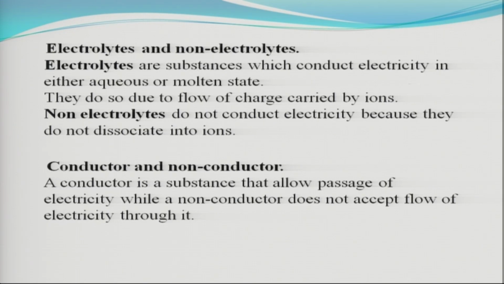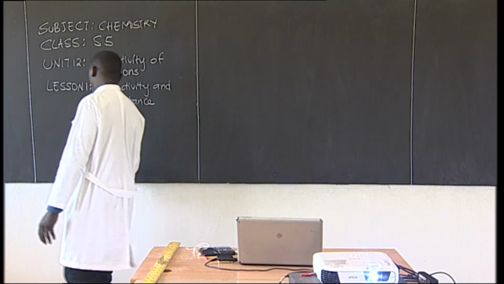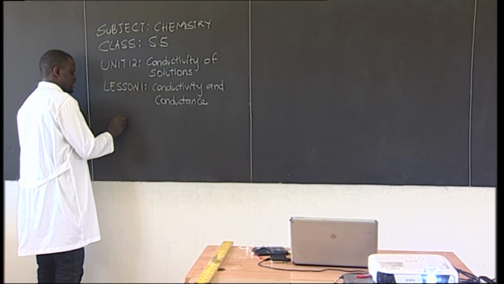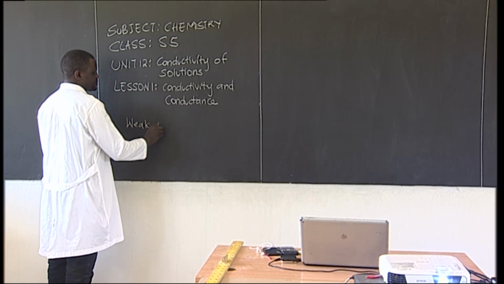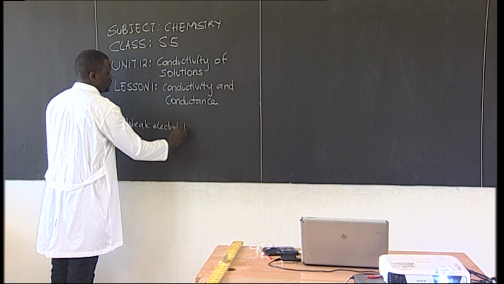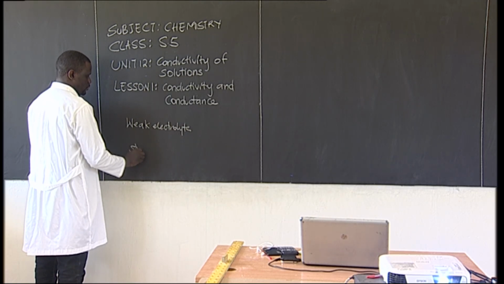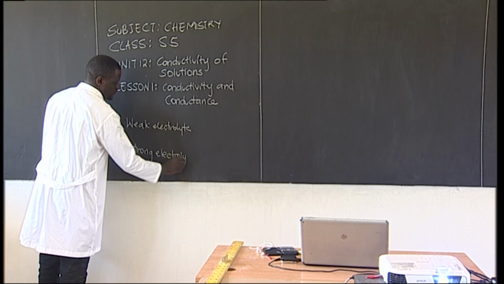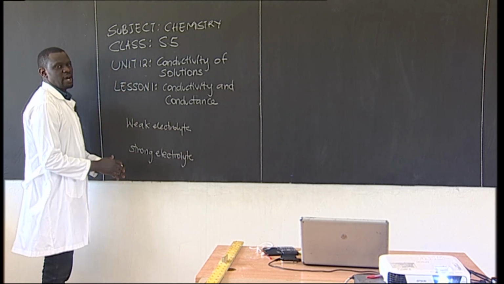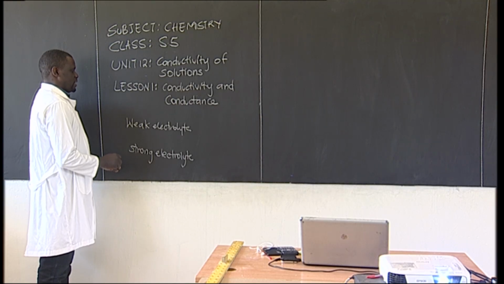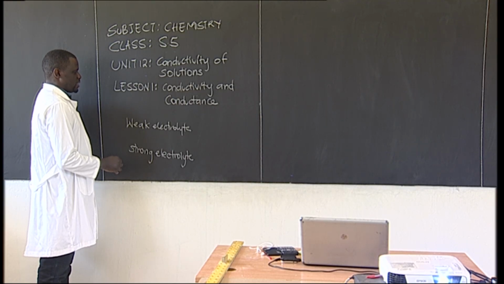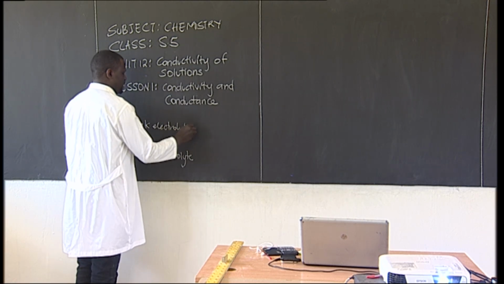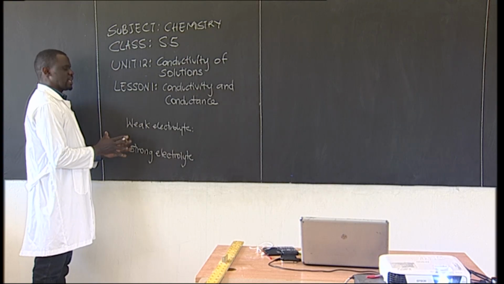Actually, we can divide our electrolytes into two types. We have the weak electrolyte and the strong electrolyte. These electrolytes should be able to conduct electricity, but basically in solution form, because we have many conductors, as we shall see in our next discussions.